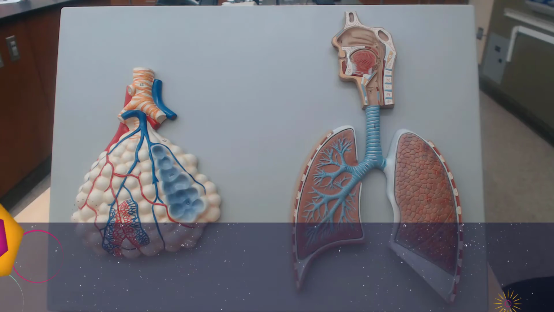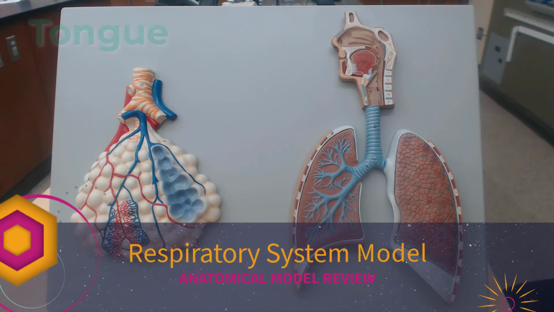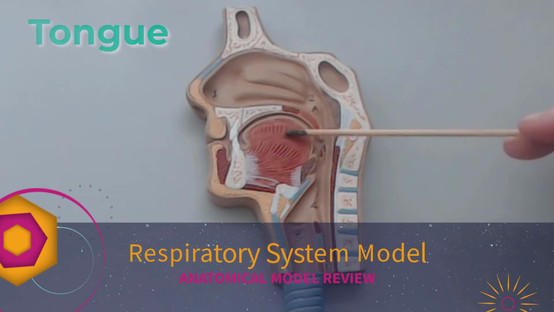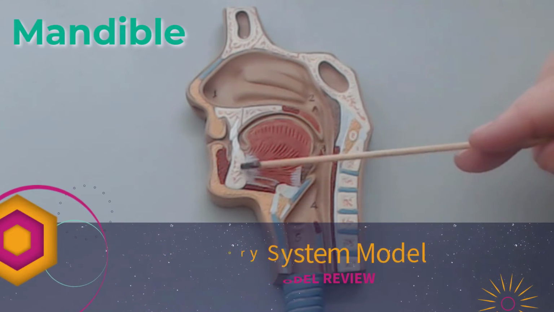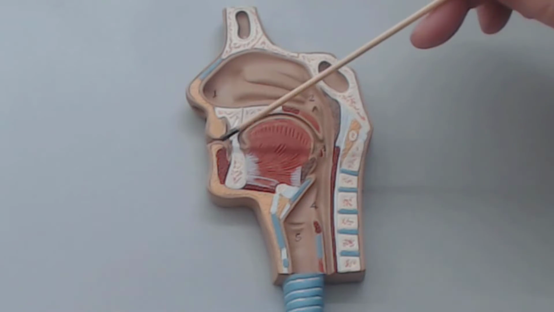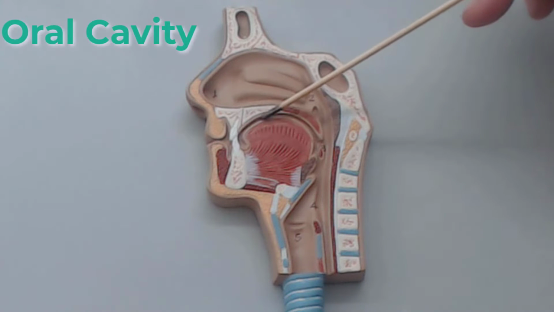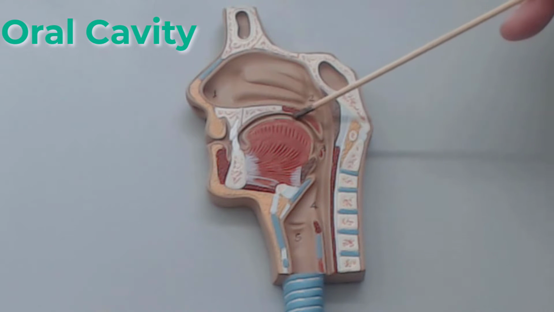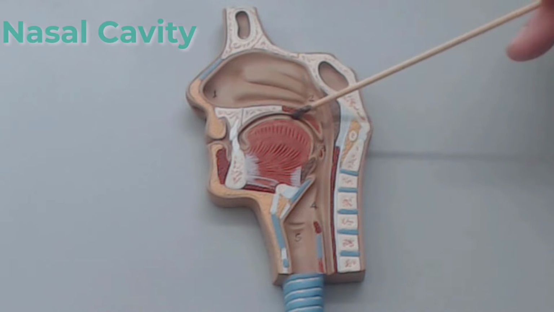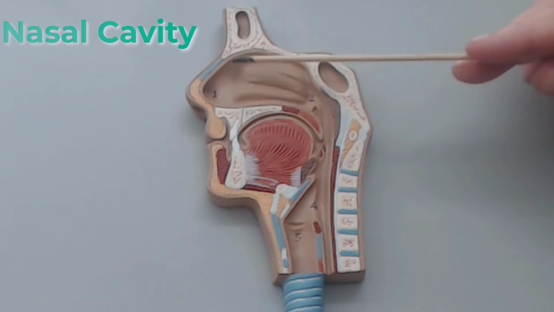So this is the respiratory system model. This structure here is the tongue. This is the mandible. These would be lips. And this is the oral cavity here. This is the nasal cavity.